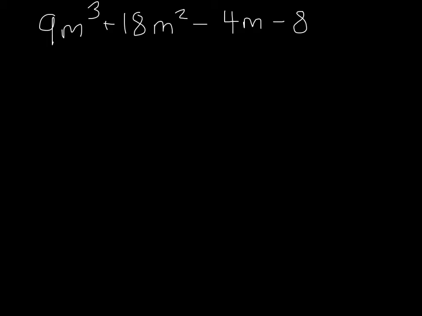So here's our polynomial, 9m cubed plus 18m squared minus 4m minus 8. Let's group the first two together, group the second two together, and see what we can do. In our first term here, we have 9m cubed plus 18m squared. We can factor a 9 out. 9 and 18 both share a common factor of 9. And m cubed and m squared share an m squared. So altogether we can factor out a 9m squared. What are we left with inside the parentheses? We have an m plus 2.